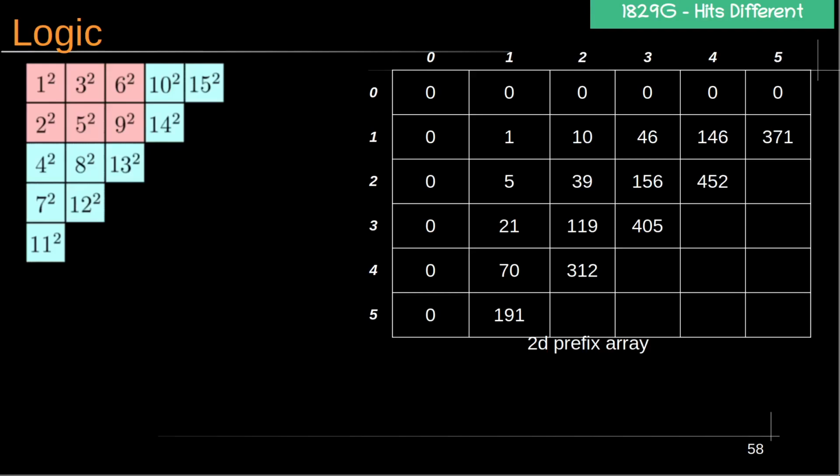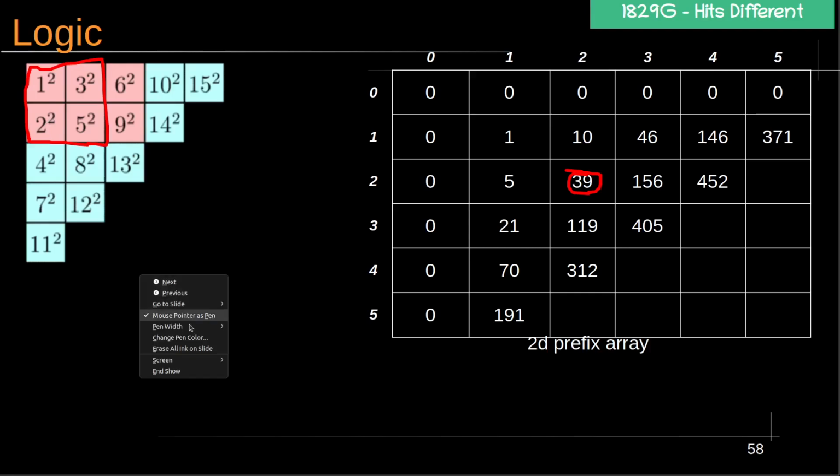So for each range here, we will compute the sum. For example, if I take this range, it is computed here. This one, 29. That's 25, 25 plus 10 is 35. 35 plus 4 is 39. Okay.